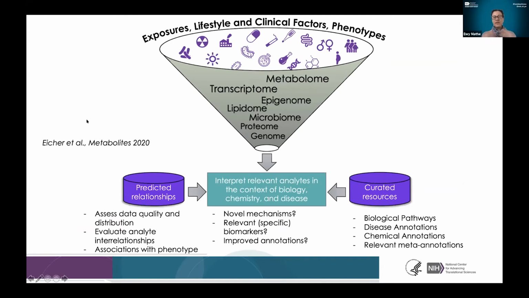When we think about multi-omics, there's a wide variety of different types of molecules that can be measured, including metabolites and genes, lipids, microbes, proteins, et cetera. And all of these should be viewed in some type of context. If you're looking at samples from humans, then you would also take a look at exposures and lifestyle and clinical factors, phenotypes, and that sort of information.